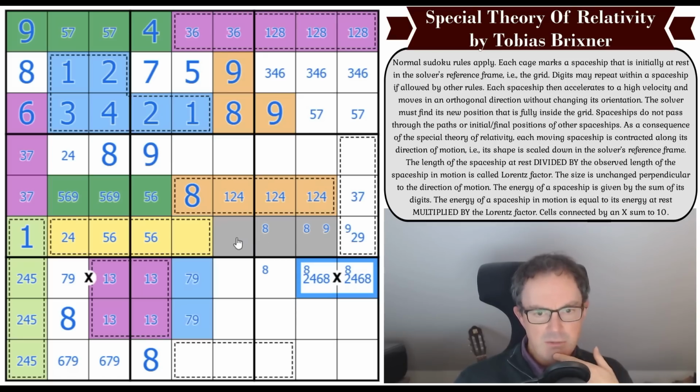Now, so we know, don't we, that 7, 8 and 9 live in these squares somehow, some way. So 7 is in one of those 3 squares.